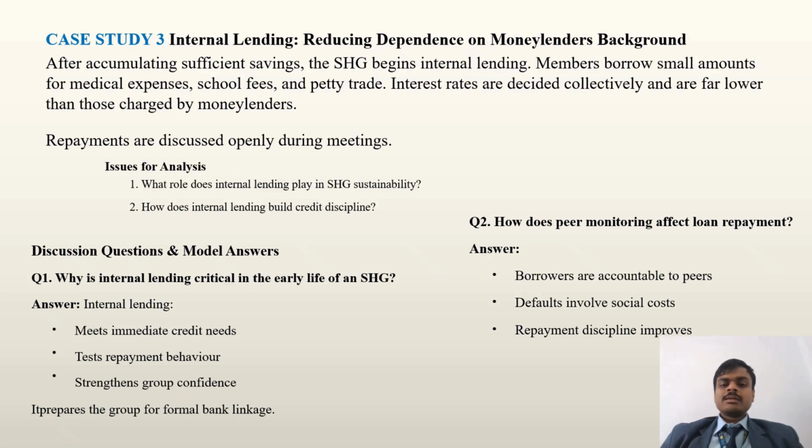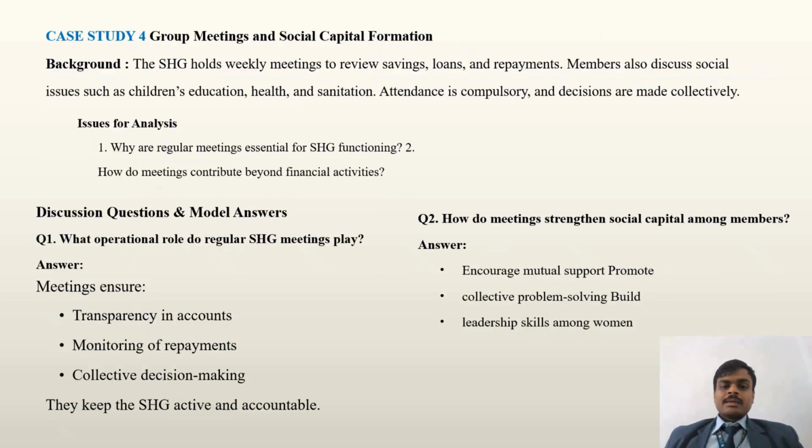Question number 2 is, how does internal lending build credit discipline? Borrowers are answerable to group. Social pressure ensures repayment. Reputation matters. Improves repayment habit. Case number 4 will be talking on group meetings and social capital.